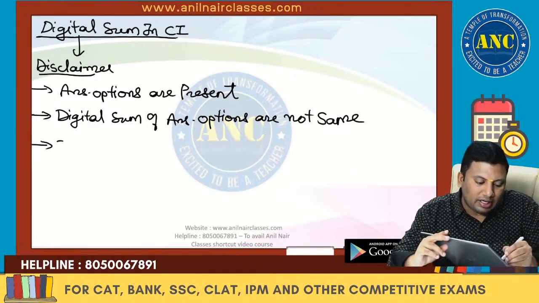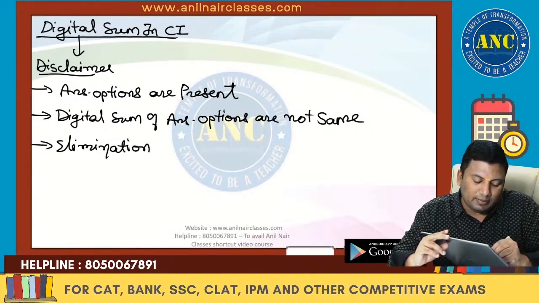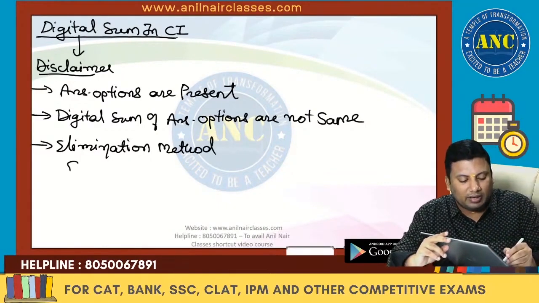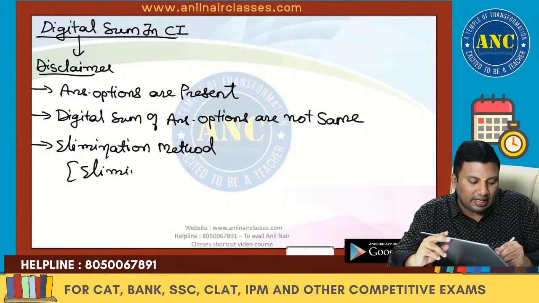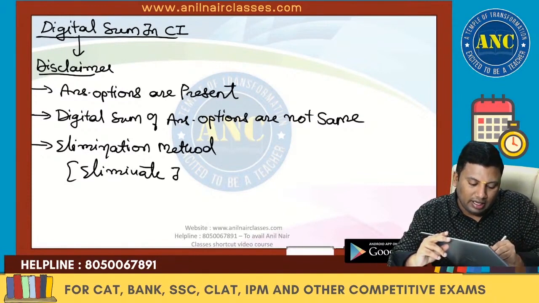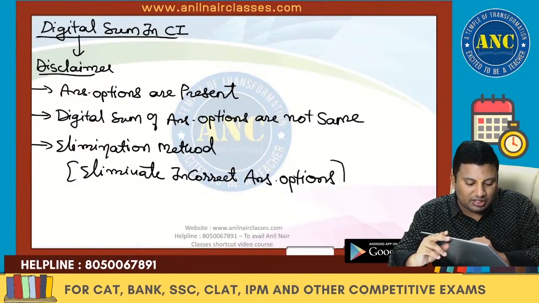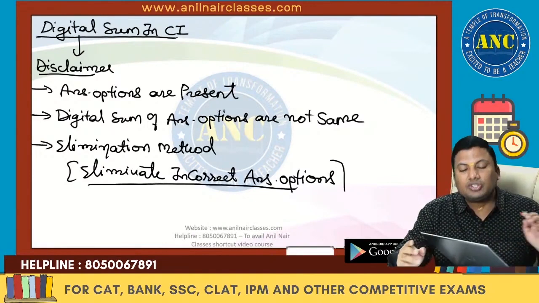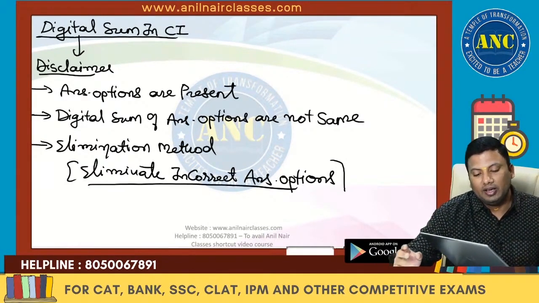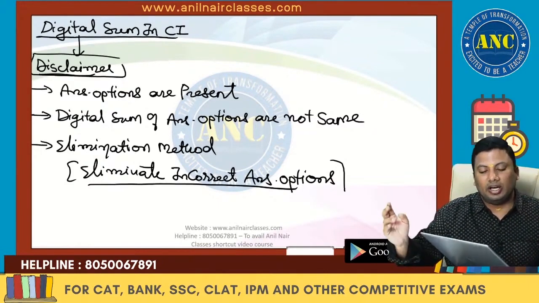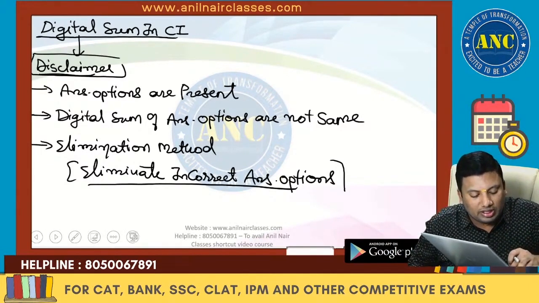And the next point, digital sum is an elimination method. What do you mean by elimination method? It will eliminate incorrect answer options. It will never give you the right answer option. It will definitely tell you which answer options are incorrect. All these important key points need to be noted before you use a digital sum.